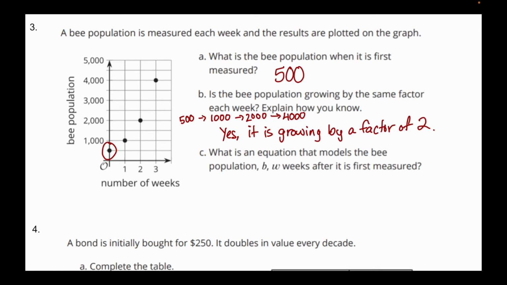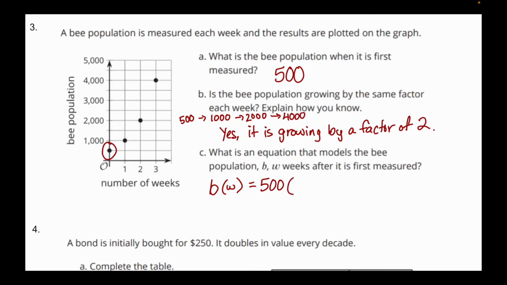So part C says, what is an equation that models the bee population, which we're going to represent with B, W weeks after it is first measured? So we want to represent the bee population. So we're going to say B is equal to, or we could say B of W if you really want. So you could say B is equal to or B of W if we're putting this in function notation. Now we want to start with the initial value or the initial bee population, which is not 1,000, it is 500.